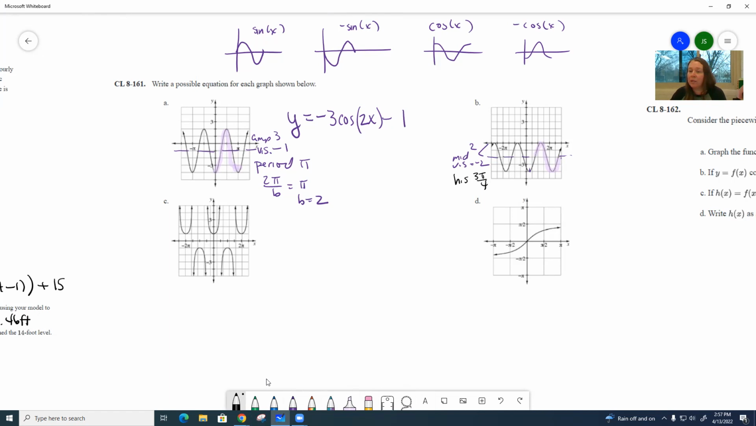And my period to complete one cycle, starting here and ending here, seems to be 2 pi, which is nice because then I don't have to mess with that b value. Okay, so my equation would be y equals 2 sine of, I don't have a b value, so just x minus 3 pi over 4, and then -2.